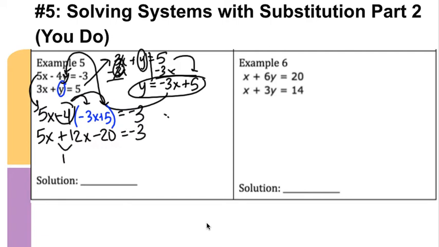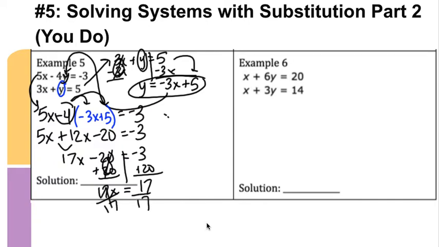5x and 12x, that makes 17x minus 20 equals negative 3. Add 20 to both sides to create a zero pair. So that means 17x is equal to 17. Divide by 17. X is equal to 1.